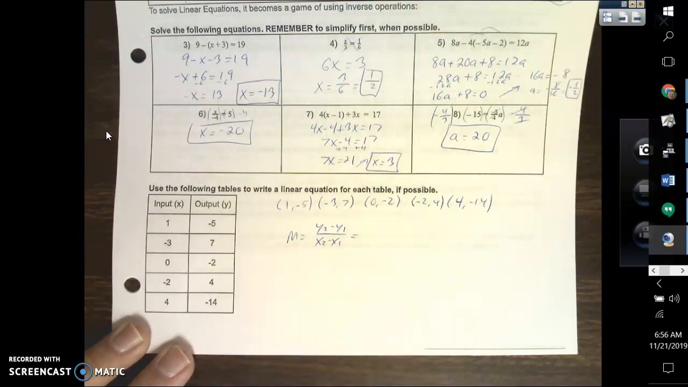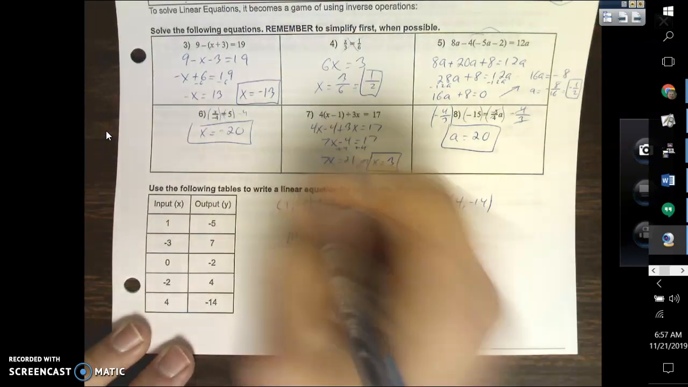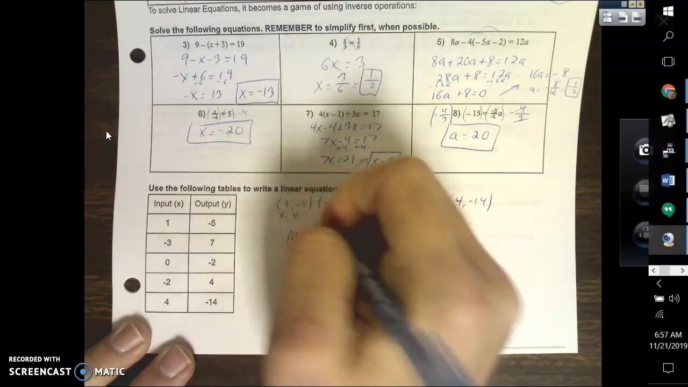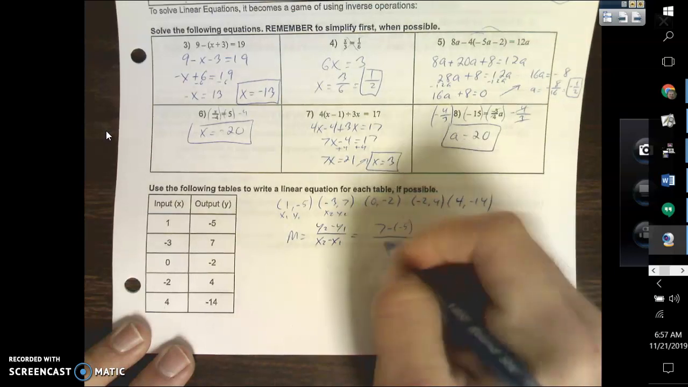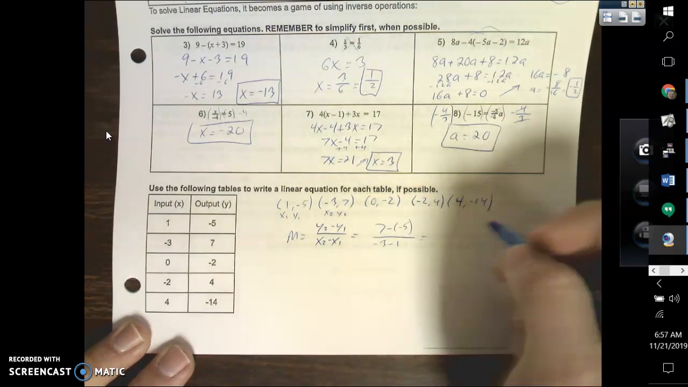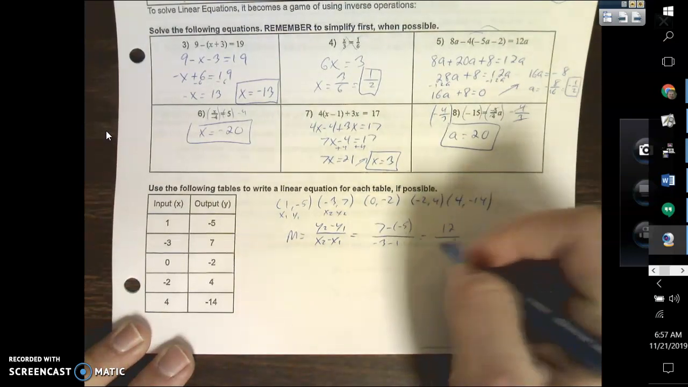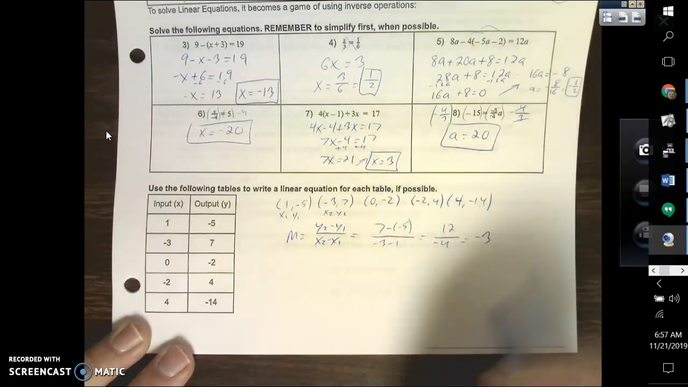y2 minus y1 divided by x2 minus x1. It does not matter which points up here you pick. I'm going to pick the first two just because they happen to be written there. So if I do 7 minus negative 5 divided by negative 3 minus 1, that will give me 12 divided by negative 4, which is negative 3.